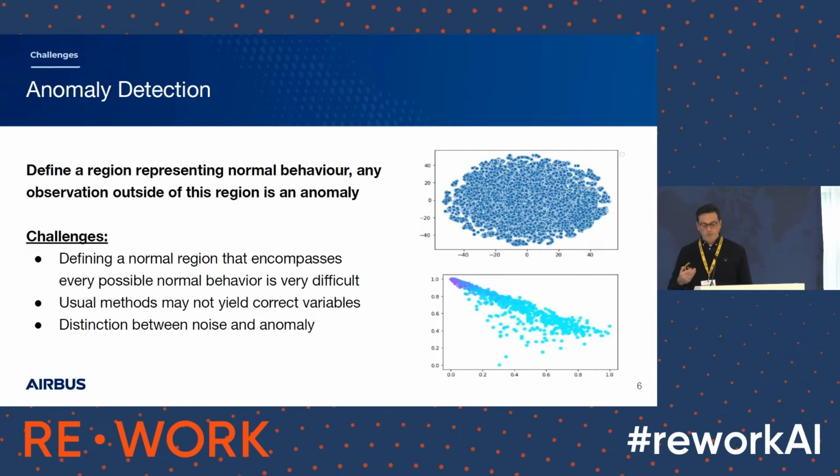So defining what a normal region, which encompasses every possible normal behavior, is very difficult. There are different modes of normality, so the usual methods may lead to confusing results. Also, sometimes you detect something which is clearly outside of the regular scope, but it's just noise. So there is no insight generated from it, and you cannot generate value. So how to distinguish between noise and essential anomaly is also an open question. And so we are developing several different tools to be able to do better than the pictures here.